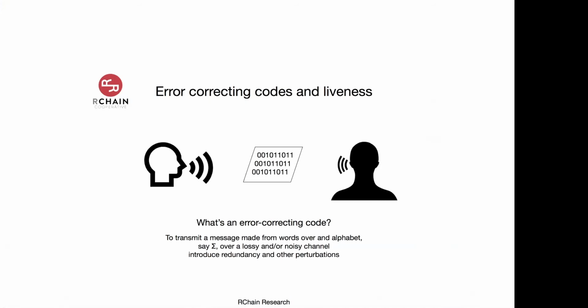So, what are error correcting codes? In order to transmit a message made from words over an alphabet sigma over a lossy channel, where you can potentially lose information or duplicate information or reorder information, what you do is effectively introduce redundancy and other kinds of perturbations to the information you're sending.